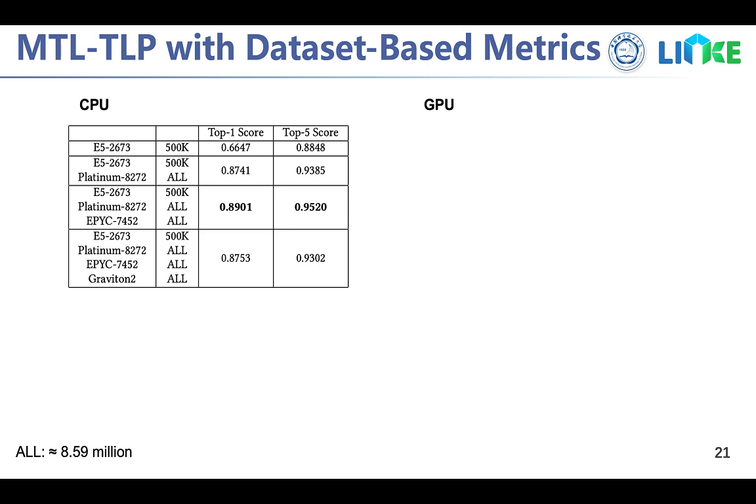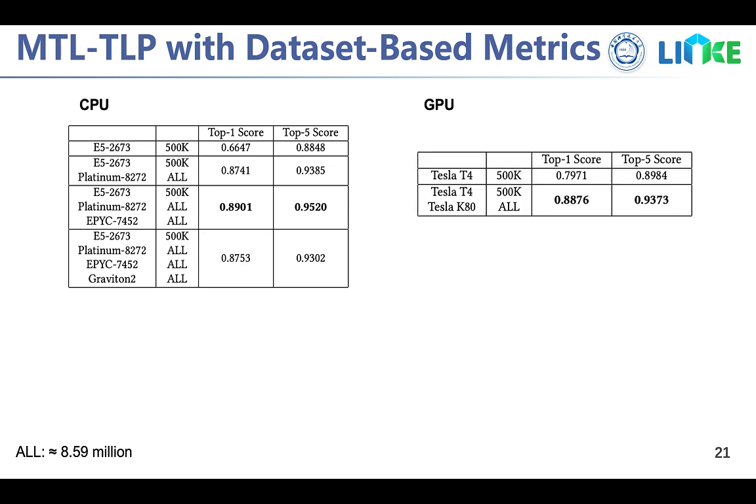Next, we verify the effectiveness of MTL-TLP. We specify E5-2673 as the target platform on the CPU and set 1 to 4 heads respectively. The target platform only uses 500,000 pieces of data, which accounts for just 7% of all data, while the other platforms use all data. GPU experiments are similar.